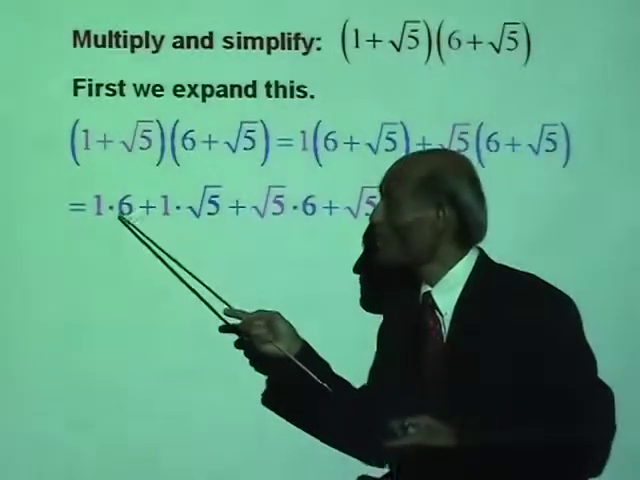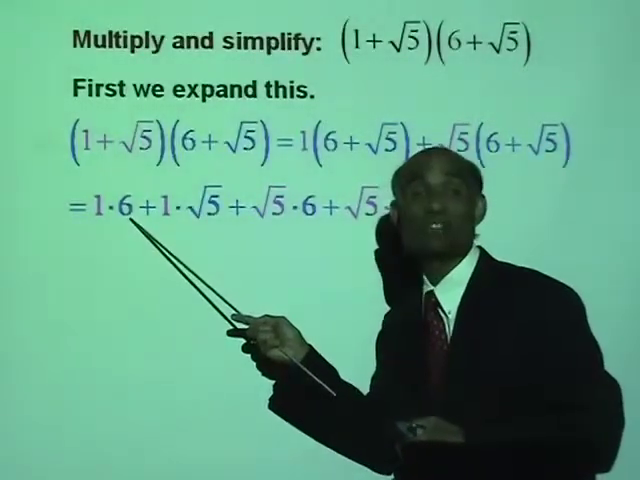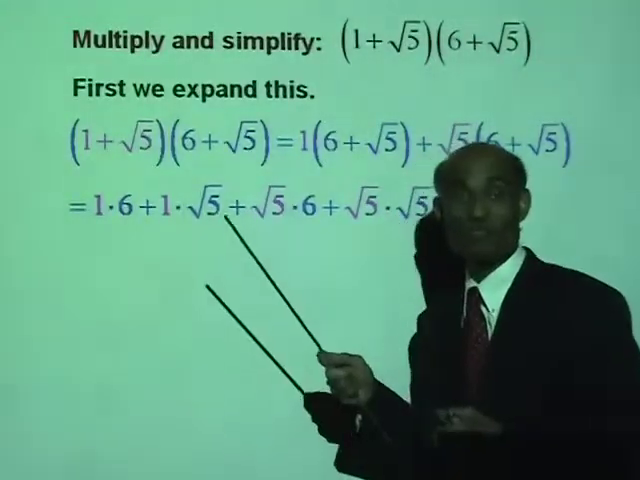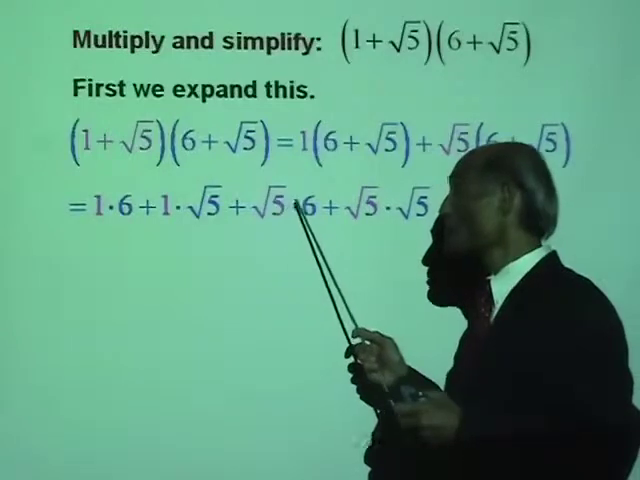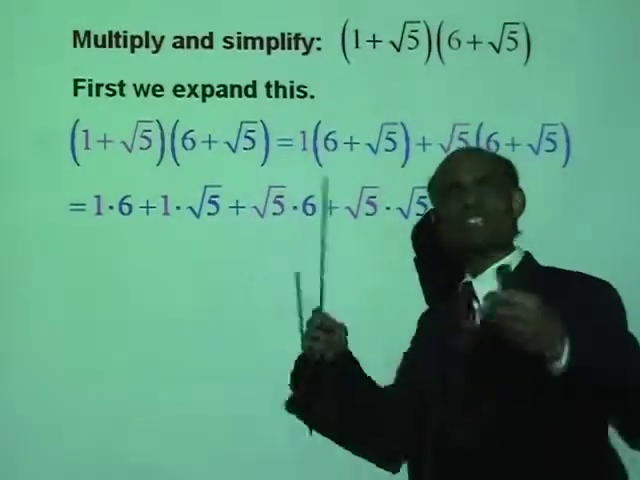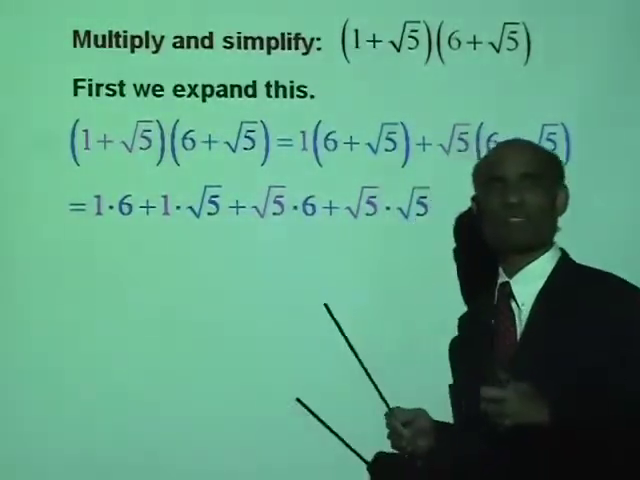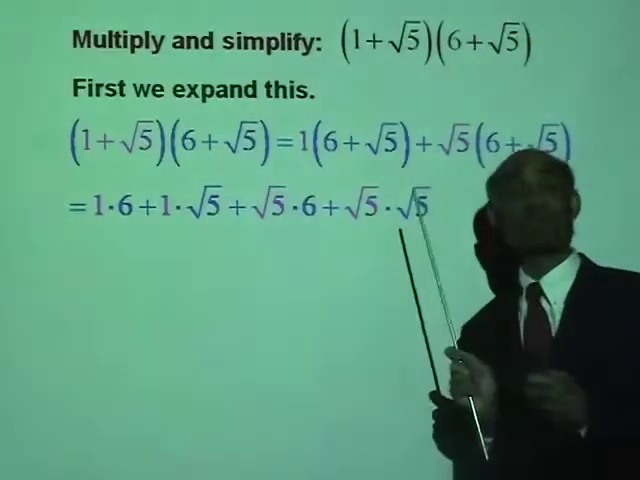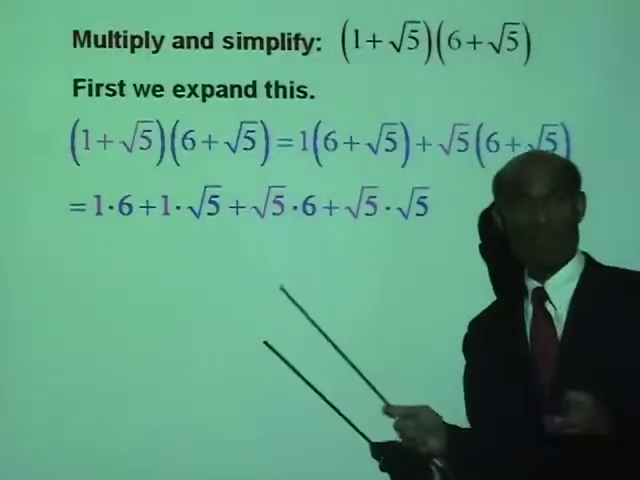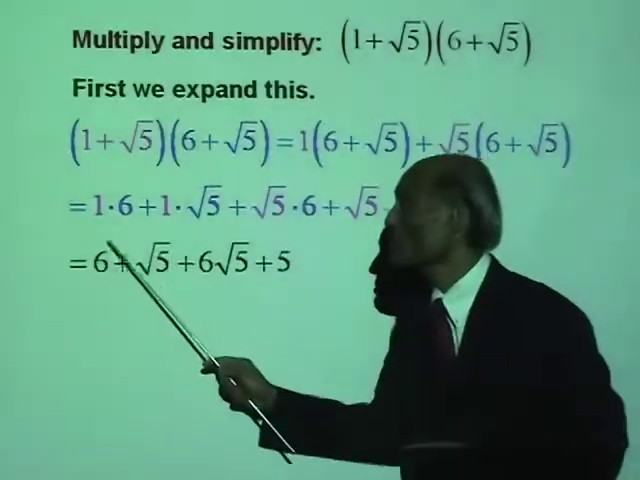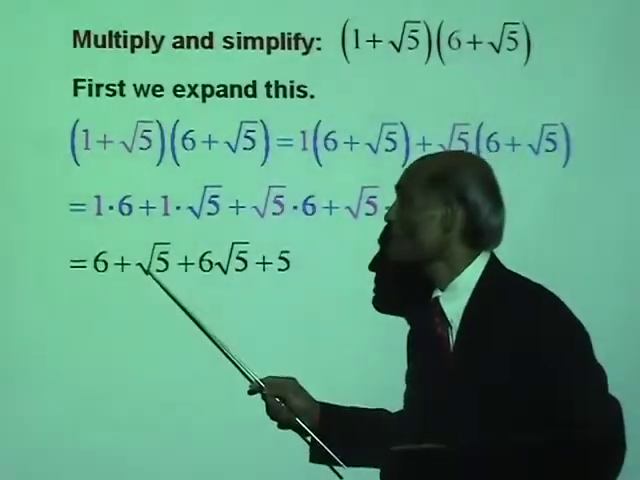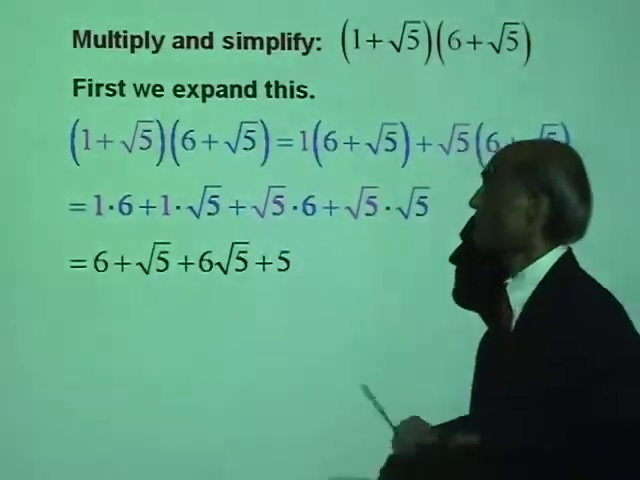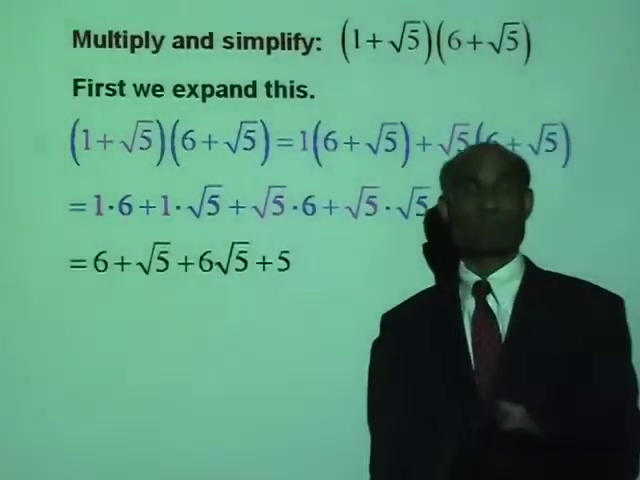Alright, let's multiply these. 1 times 6 is 6. 1 times square root 5 is square root 5. And square root 5 times 6 is 6 square root 5. And what is this? Square root 5 times square root 5 is a 5. Alright, so that will be 6 plus square root 5 plus 6 square root 5 plus 5.